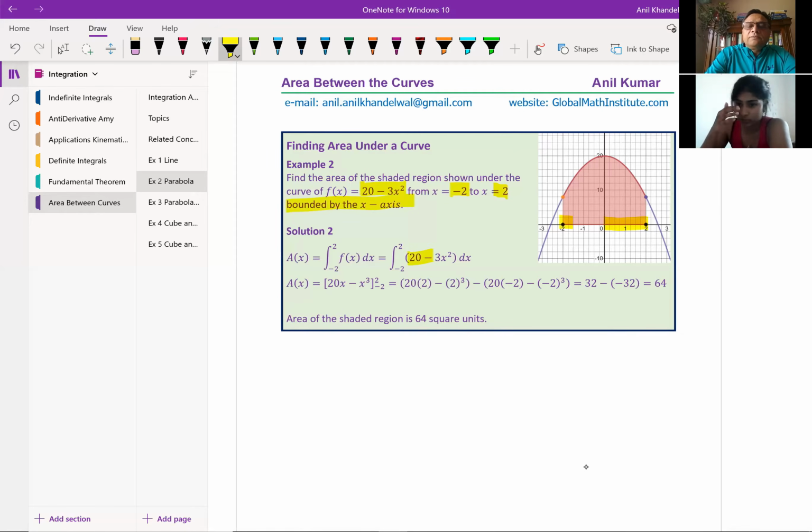So just write down the function, take its antiderivative, and within those two limits, F(b) minus F(a) gives you the area once again, right? So we get 20x minus x cubed, which is the antiderivative, and F(b) minus F(a), we get the values. And so there we go, we get the area, 64 square centimeters in this particular case.